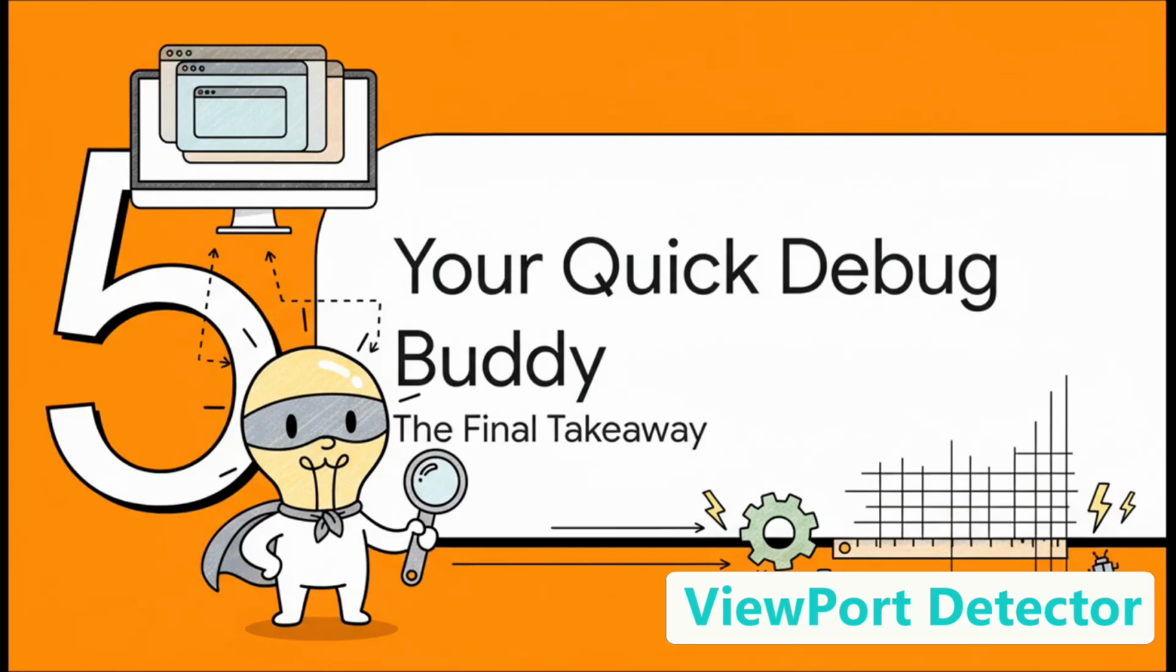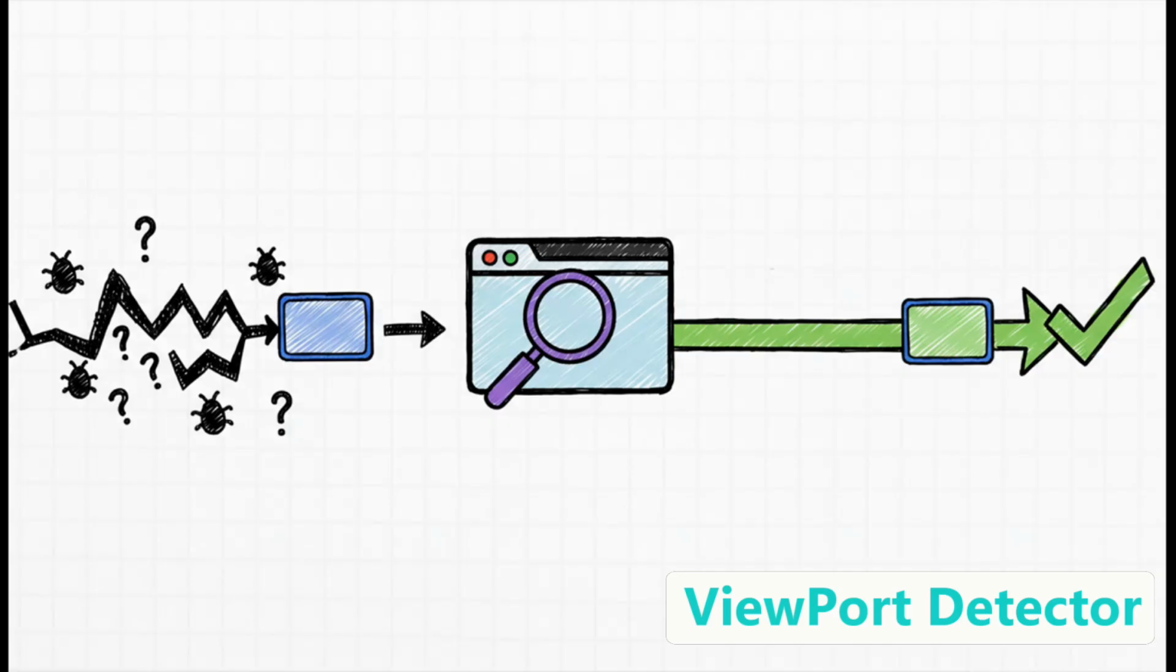So, when you put this all together, what's the big takeaway? This tool isn't trying to be complicated. It's designed to be your quick, go-to debug buddy. You know, the most valuable tools are the ones that just get out of your way. They solve a very specific problem, and they do it quickly, so you can get back to the important work. This detector is designed to do exactly that. Just remove the friction of viewport guesswork from your day.